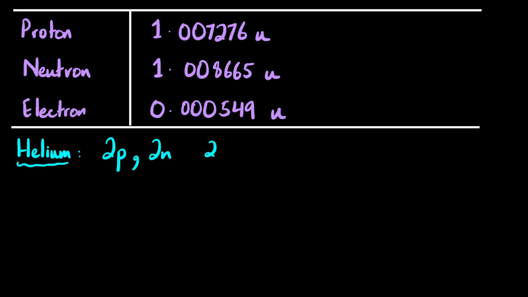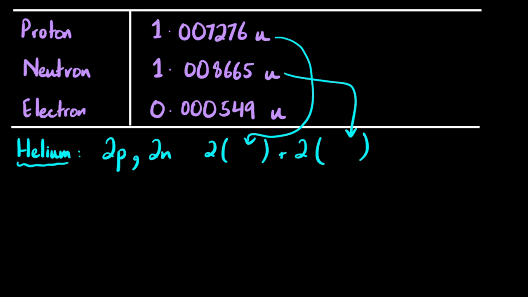So 2 protons would be 2 times this number here, plus twice the mass of the neutrons because they have 2 neutrons. So when I do this calculation, the answer turns out to be 4.0318882 U. Using the same accuracy that we had for the masses of the protons and the neutrons, which was 6 decimal places, I also gave it to similar accuracy here. This is what we would expect the mass of the helium nucleus to be. So this is our theoretical prediction.